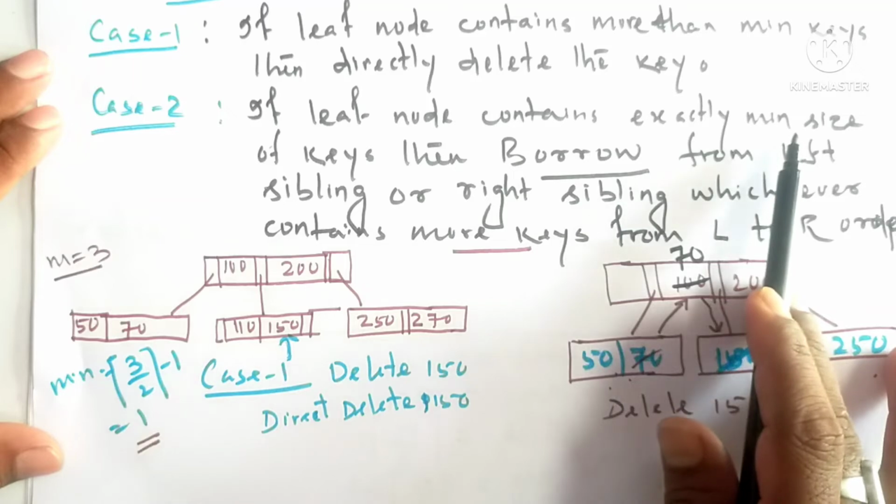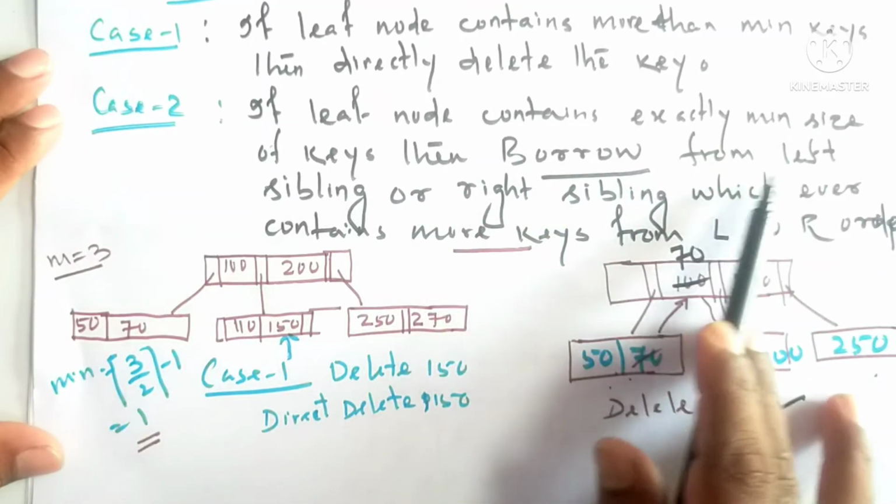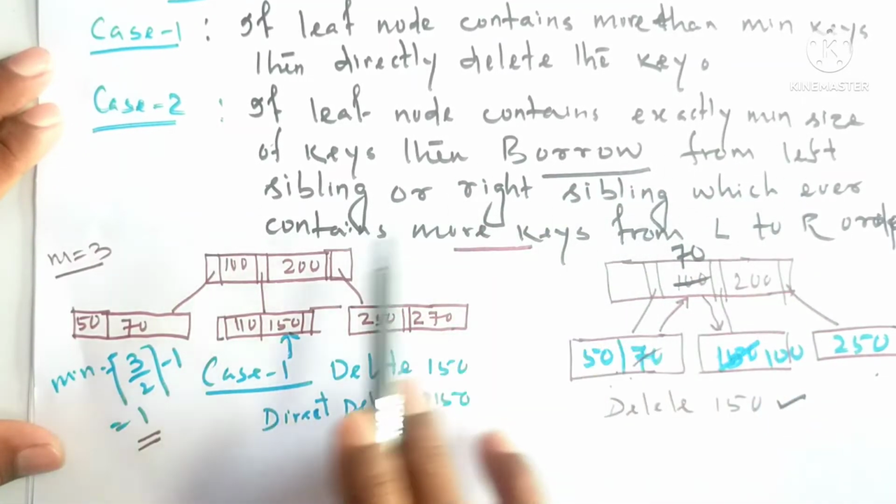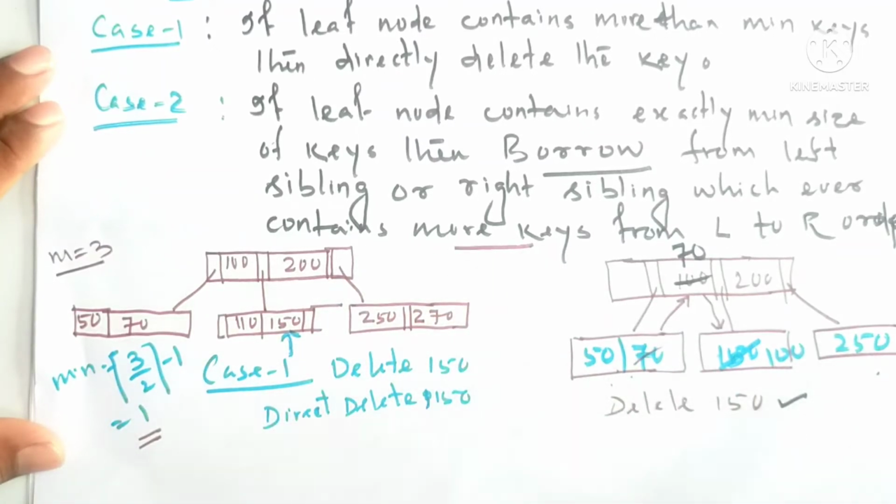If the leaf node contains exactly the minimum size, we need to borrow from the left sibling or the right sibling, whichever contains more keys, checking from left to right.